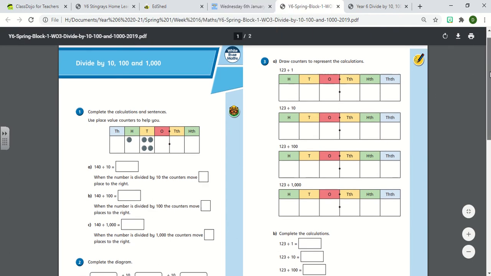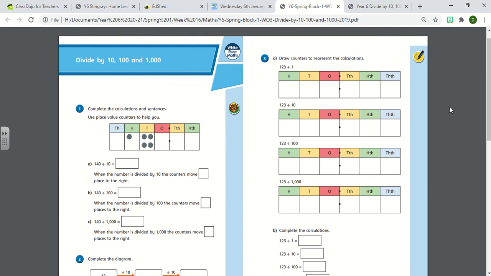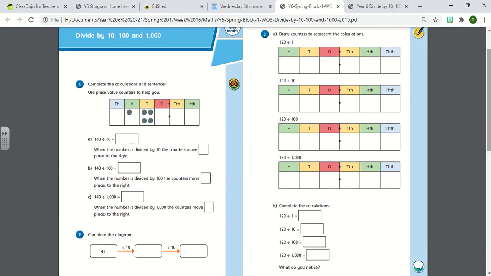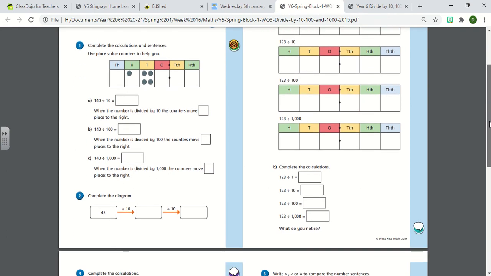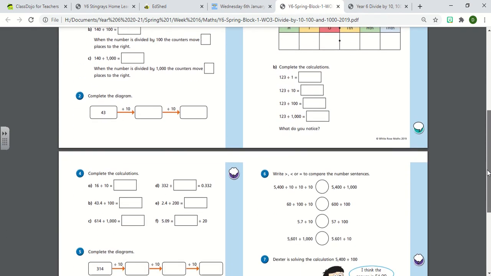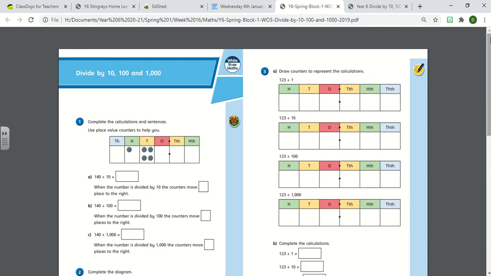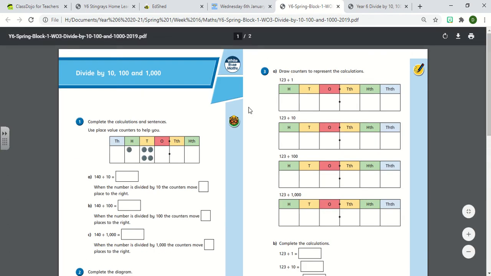Again, you don't need to print this off. You can write it. You can draw out these place value charts. That's absolutely fine. You can screenshot it and work on a laptop or an iPad or a tablet, however is easiest for you. Please remember to send in your work once you are finished. Okay, so you have got those questions to do on there.